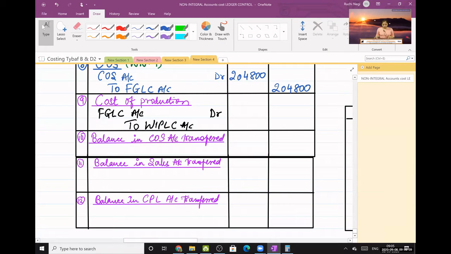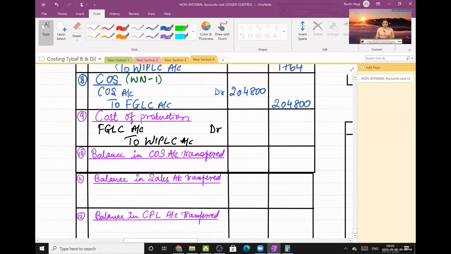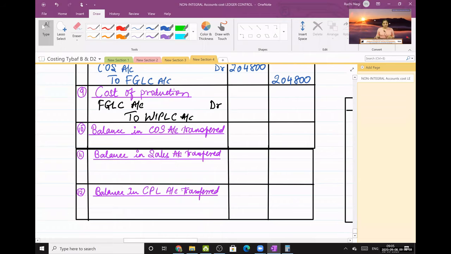These are also hidden entries. Since we got cost of sales, we will also get cost of production, but from where? From the ledger, so there will be a hidden entry for it. And then balance in COS account transfer, when we close the ledger, at that time you get these balances. Balance in sales account transferred, balance in CPL account transfer. So all these answers I will get from the ledger.